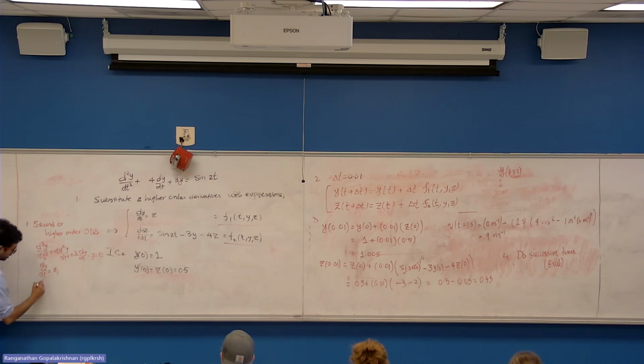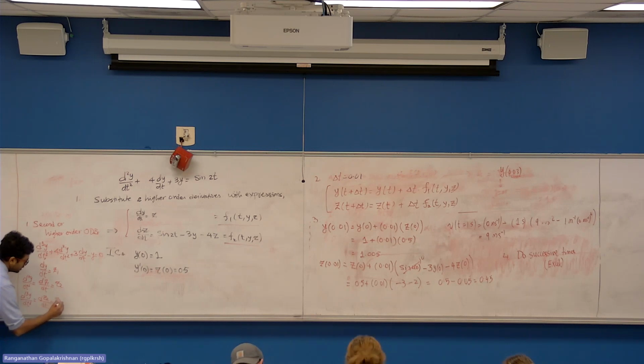So the substitutions you need to make are, say for example, dy by dt equal to z1, and then d squared y over dt squared equal to dz1 over dt equal to z2, and then d cube y over dt cube equal to dz2 over dt equal to z3.